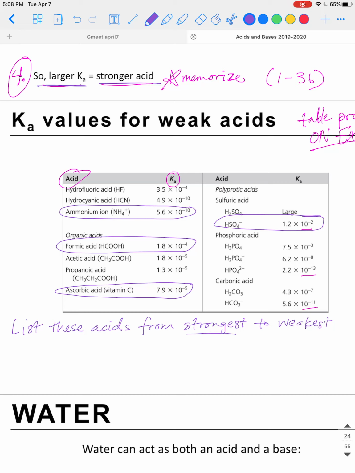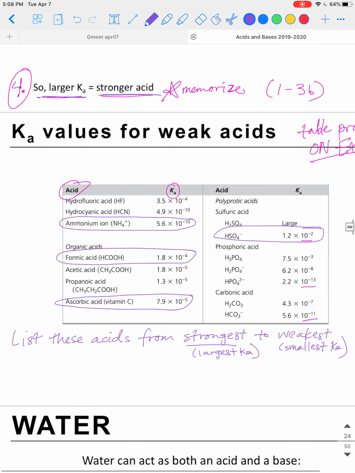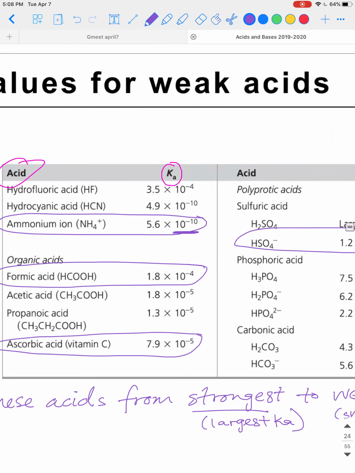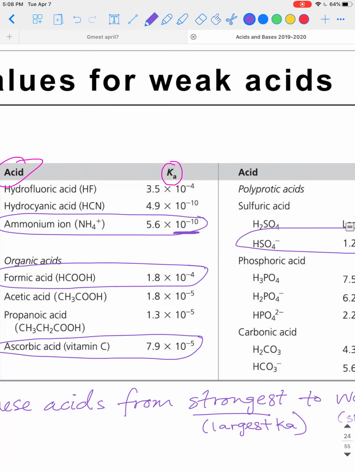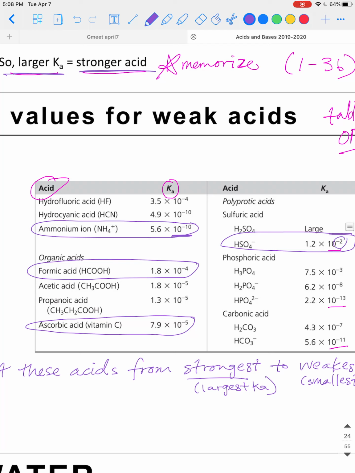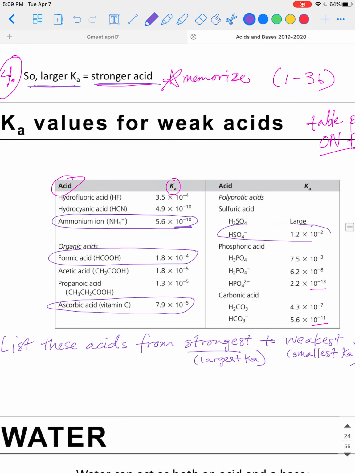So if we're going to start with the strongest acid, we need to start with the largest Ka. And the weakest acid will have the smallest Ka. So how do we look at these numbers and determine which one's the largest and which one's the smallest? Well, remember that in the world of exponents, if it's negative, 10 to the power of negative 10 is smaller than 10 to the power of negative 2.